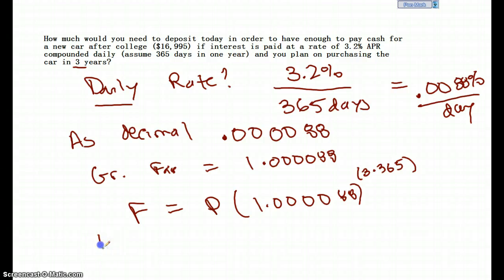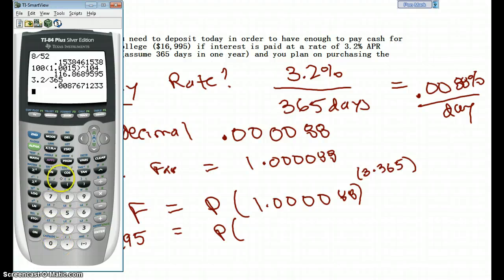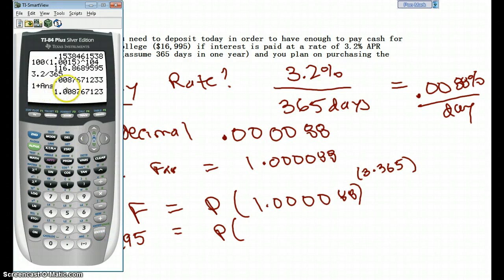We know we want to have 16,995 for the future value, so we need to figure out what the present value should be. I'm going to do this the roundabout way. I'm going to say 1 plus the second negative sign. That will take 1 plus my previous answer, which is simply 1.0088. Oh, I'm sorry, I shouldn't do that. Excuse me.